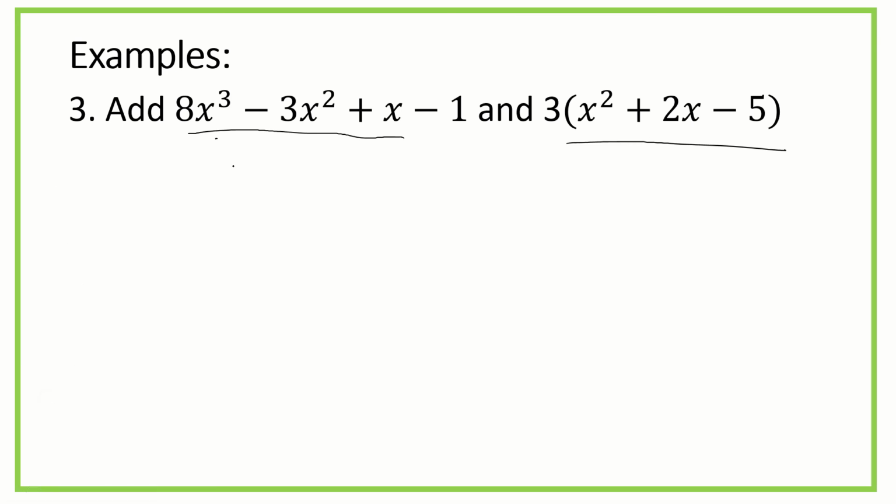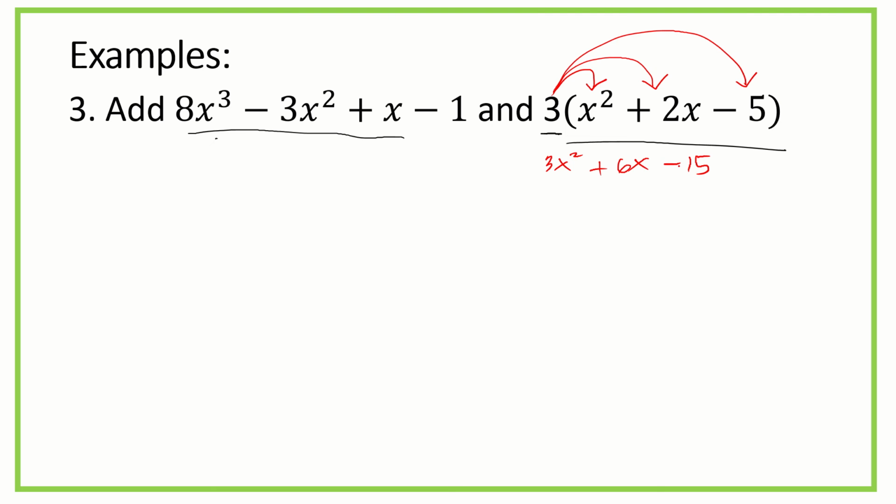The given in our second polynomial is 3 times the quantity of x squared plus 2x minus 5. So with that, we need to distribute the 3 to each term of our trinomial. So 3 times x squared, so that will become 3x squared. 3 times 2x is 6x. 3 times negative 5, because you can think of it as plus negative 5. So negative 5 times 3, that would be negative 15.